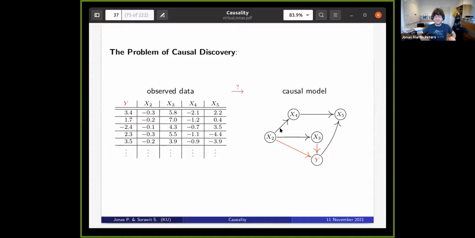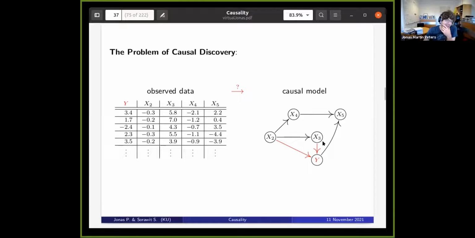So we are still in the setting of causal discovery. And what are we trying to do now? We are given some observed data set. Here we have one variable that we are particularly interested in, a response that we want to predict. The other variables you can think about as covariates. Now there's an underlying causal structure that we don't know. In this particular case, we don't want to predict or infer the whole causal structure, but we just want to know what are the causal drivers of Y. So in some sense, we are trying to infer a causal model for Y.